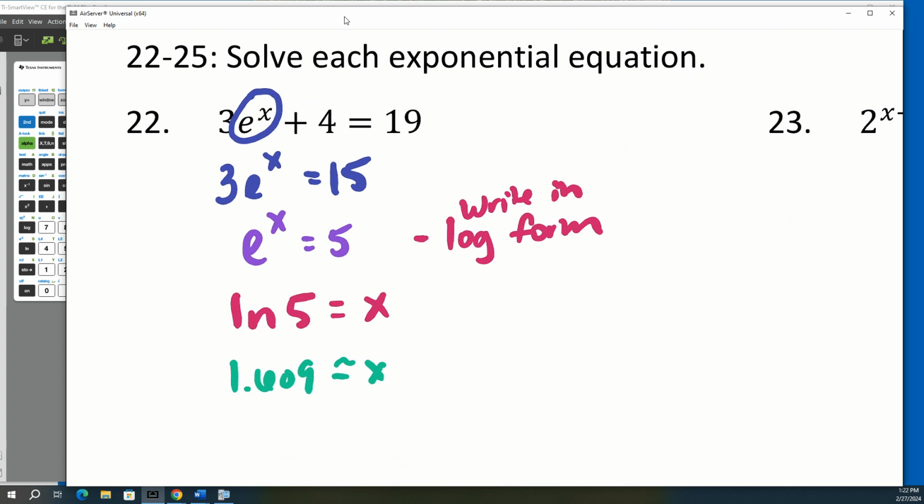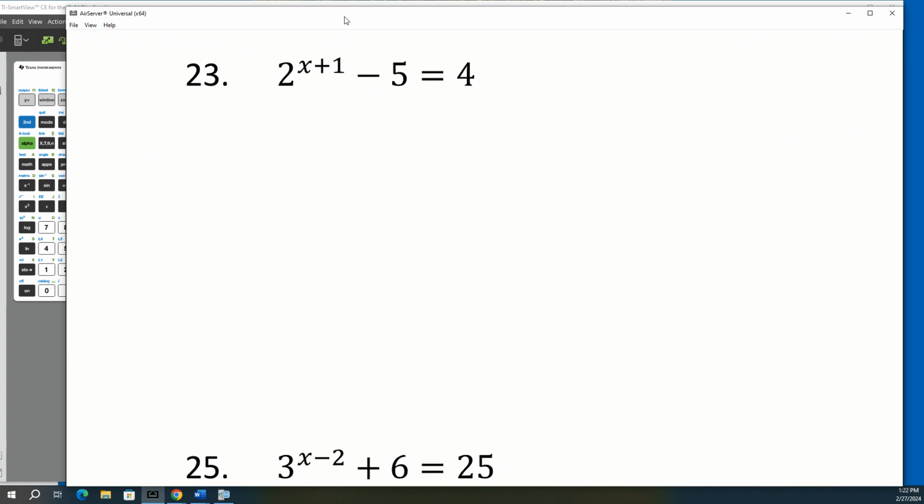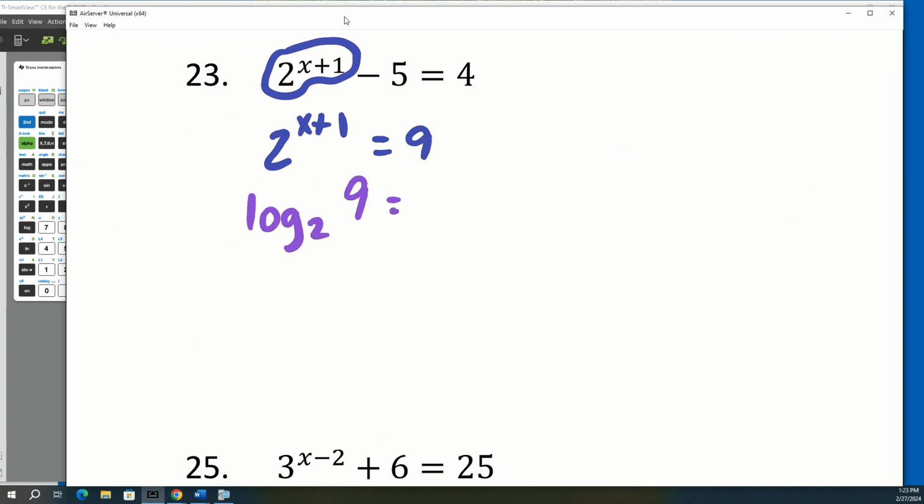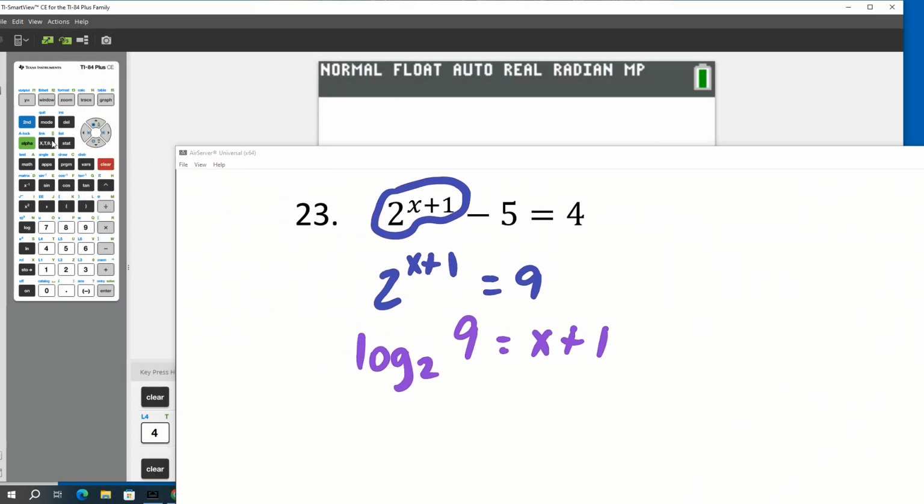All right, so let's look at number 23. On 23, the exponential expression is this. So what do you guys think we should do first? Plus 5, yep. All right, and then we're ready to write it in logarithmic form. So it's going to be log base 2 of 9 equals the exponent, which in this case is x plus 1. All right, and then you just depend on your little calculator to tell you what that is.